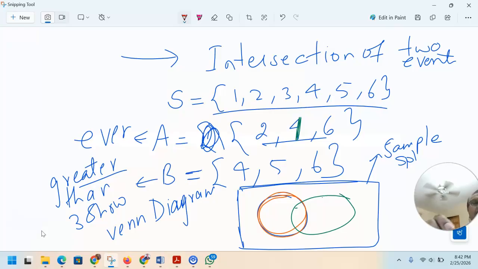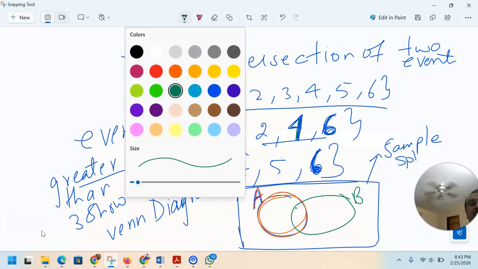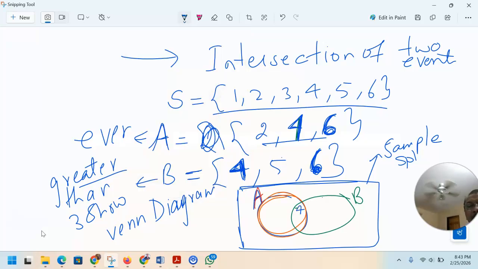Let me use the blue color. So this 4 is an even number. 6 also is an even number. But that 4 is showing up in the first one, and it is showing up in the second one also. So it's showing up in A and B. If A is the red circle and B is the green circle, then the 4 and 6 that show up there, in blue, I can put them here: 4 and 6.